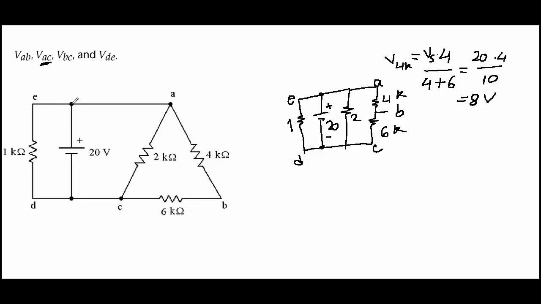From B to C, well, if the total is 20 from A to C, and from A to B we have 8, that means from B to C we have 12. So this one is 8 volts, this one is 20 volts, and this one is 12 volts. Now from D to E, if we are looking from this side, then it is minus 20 volts. That's it. That finishes this first simple problem.